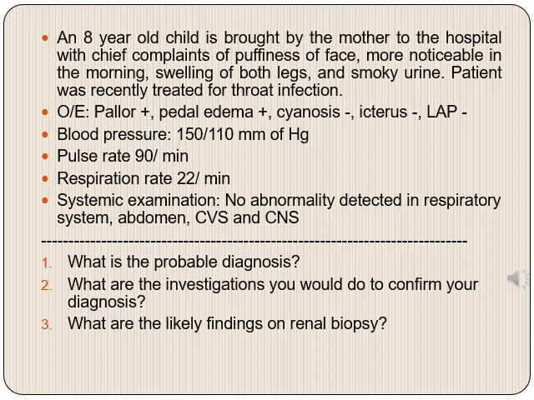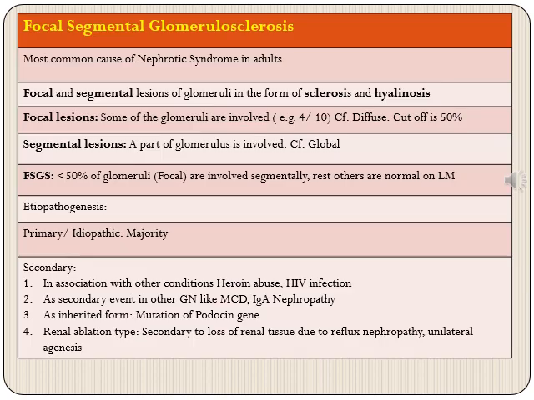So with this, let's start with the rest of the glomerulonephritis. So continuing further on, we have focal segmental glomerulosclerosis or simply FSGS. This is the most common cause of nephrotic syndrome in adults as compared to minimal change disease, which is the most common cause of nephrotic syndrome in children.